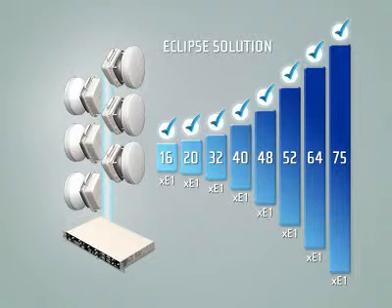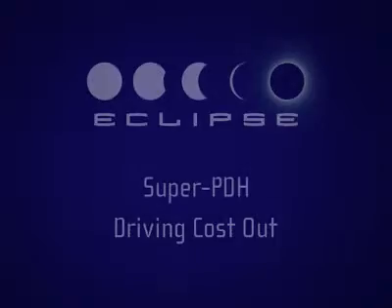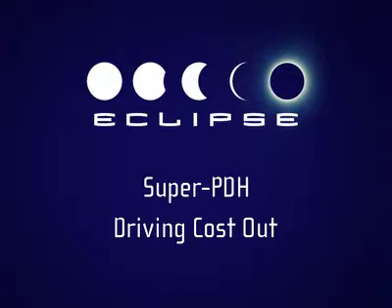Eclipse's software scalable Super PDH fills the gap between 16E1 and STM1 and then goes even further. Eclipse Super PDH is the high-speed networking alternative to the cost and complexity of deploying SDH just for more capacity. Eclipse Super PDH eliminates equipment and drives cost out of your network.